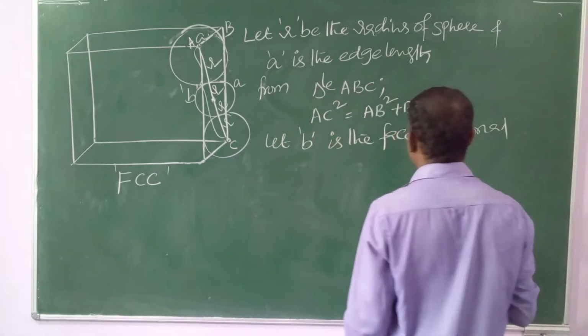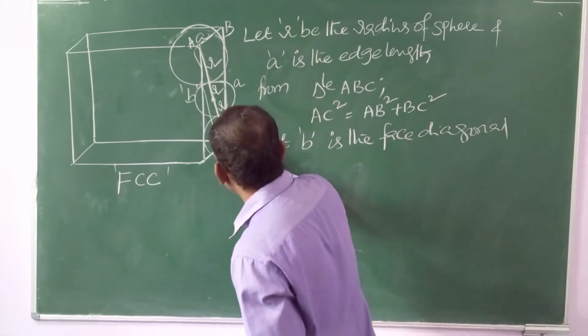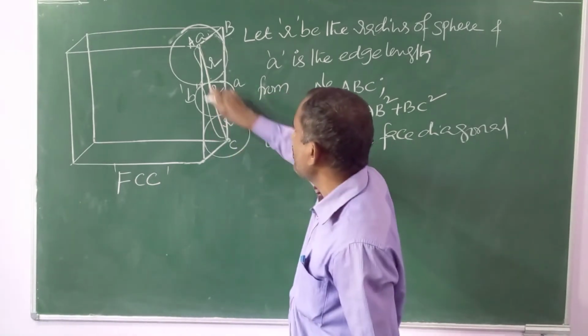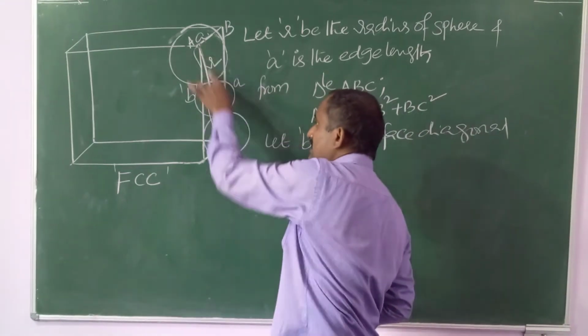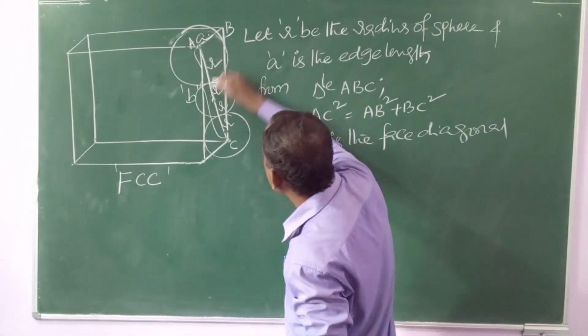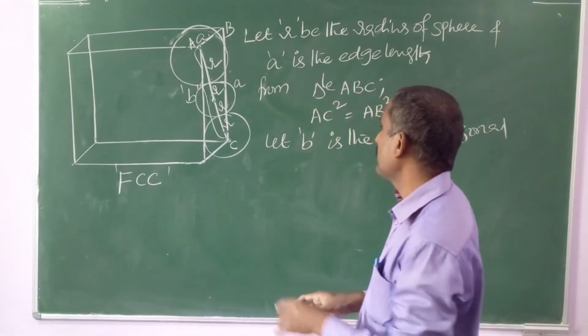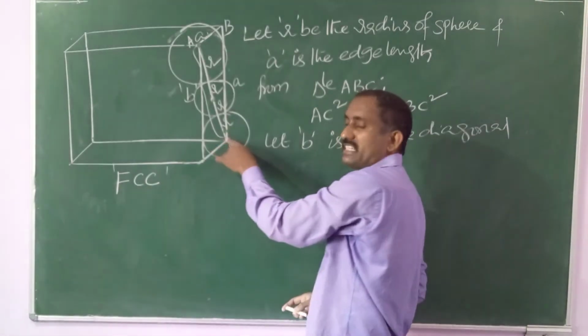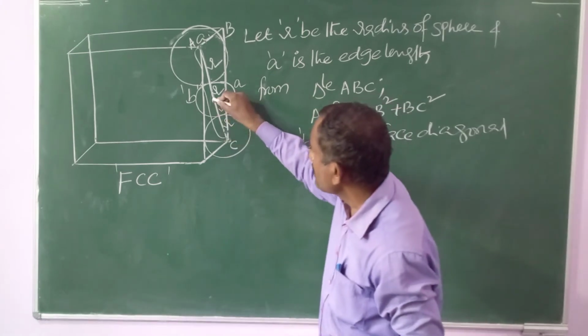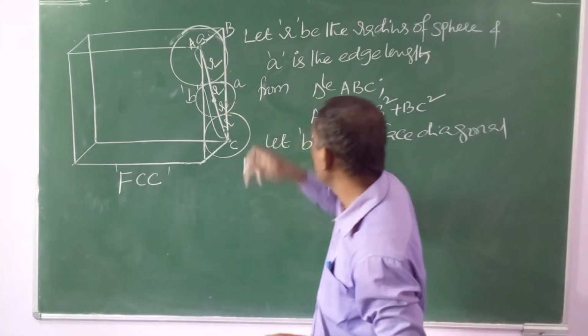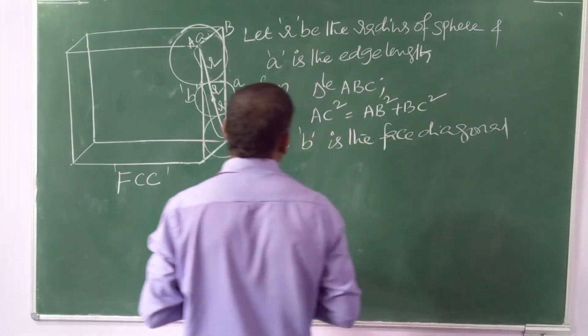Face diagonal. Again I am repeating, face diagonal means the line which is passing through the center of the face and connects two corners. So this is face diagonal. If you join like this, this is also face diagonal. So B is called face diagonal, the line passing through the center of the face and connecting two corners.